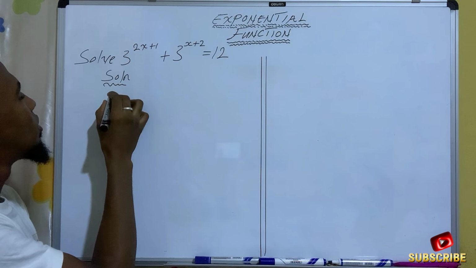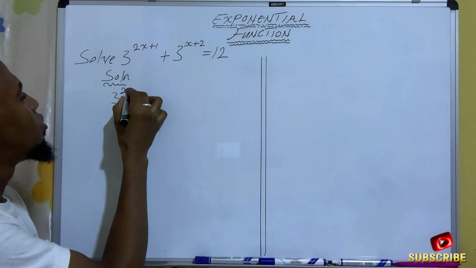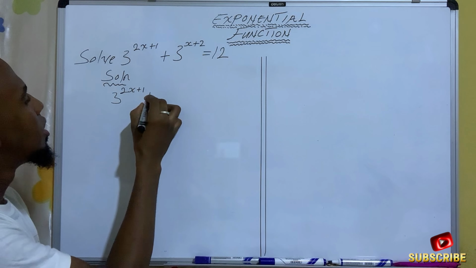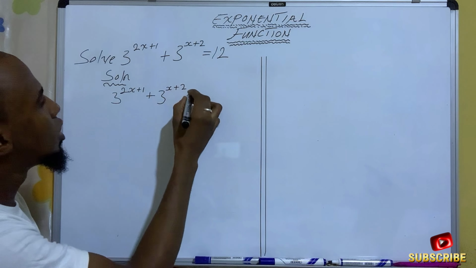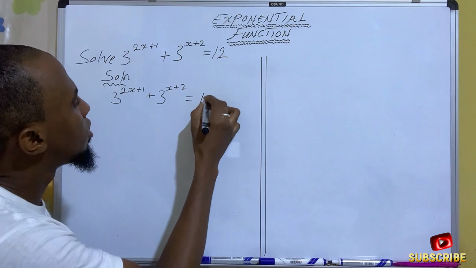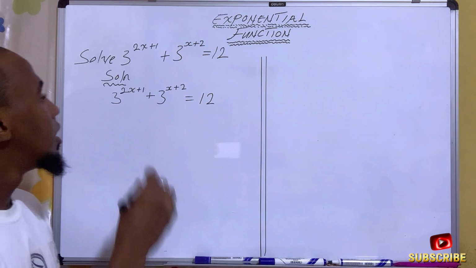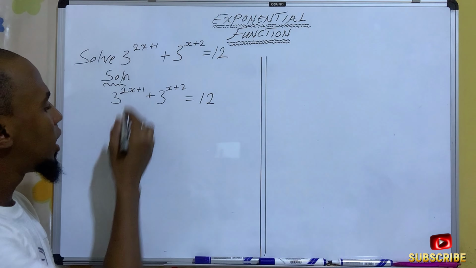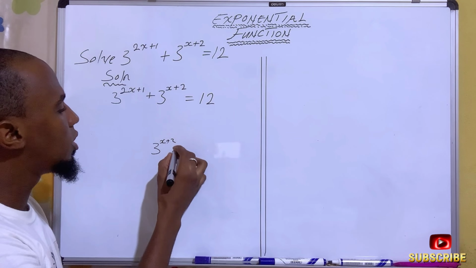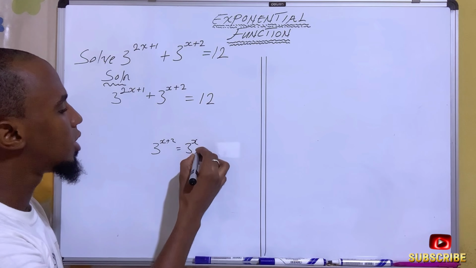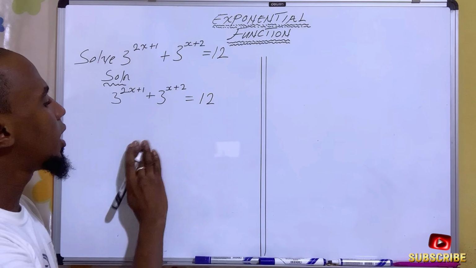Now let's just rewrite the whole question. 3 to the power 2x plus 1 plus 3 to the power x plus 2 equals 12. So we have to apply the law of indices here. If you have 3 to the power x plus 2, this is written as 3 to the power x times 3 to the power 2. So this is what we are going to apply here.